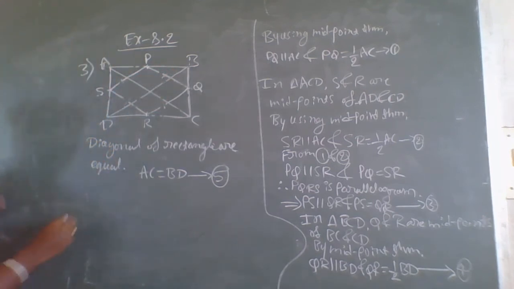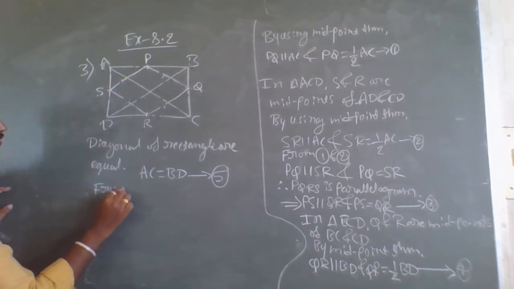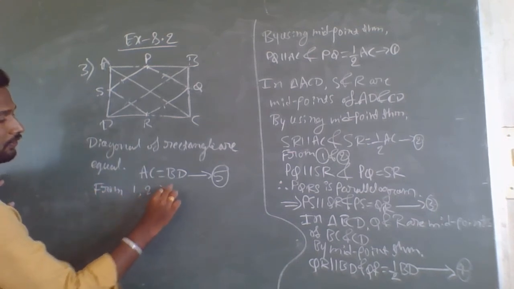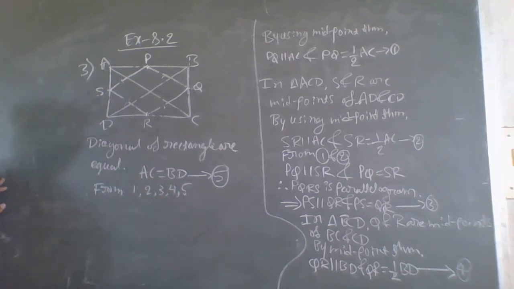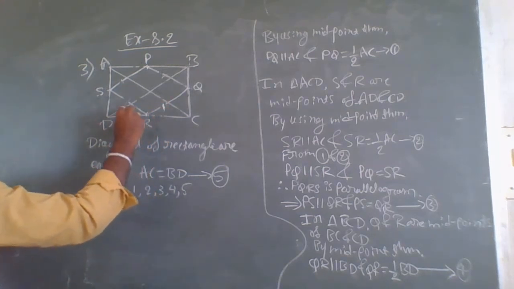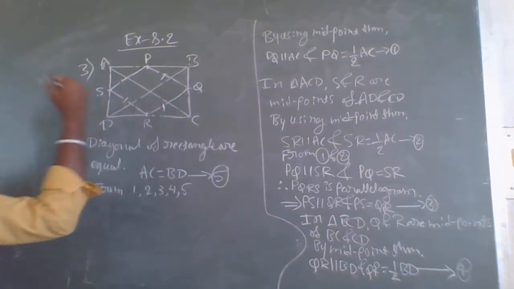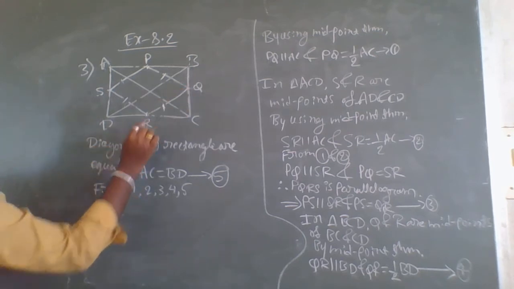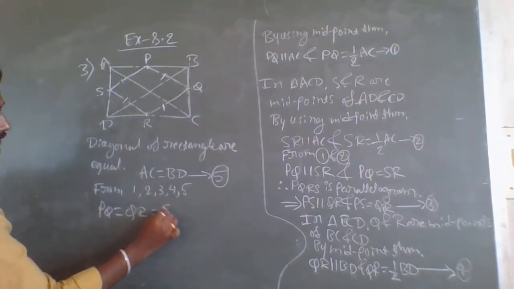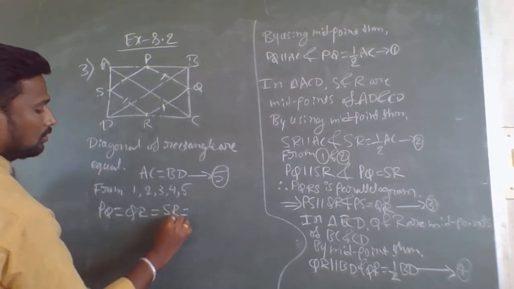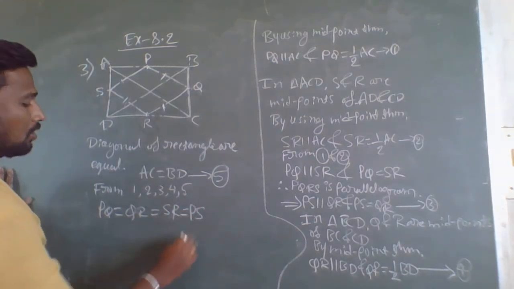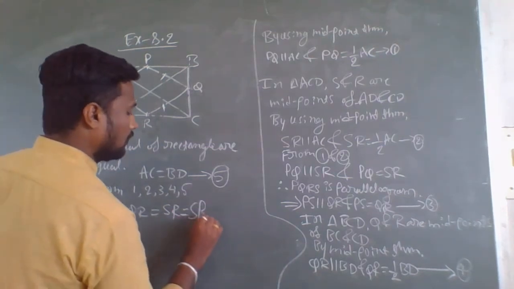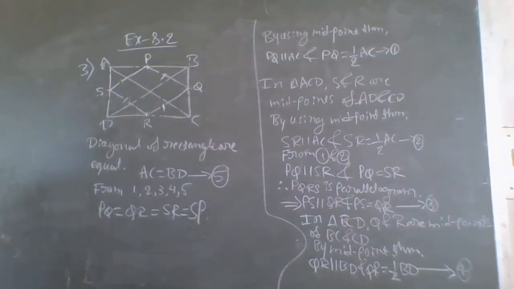From 1, 2, 3, 4, 5, we can write that QR is also equal to PQ and SR. So PQ equals QR equals SR equals PS. All the sides are equal. How? Listen carefully again.